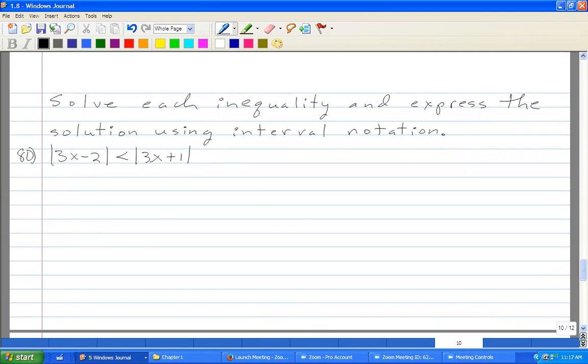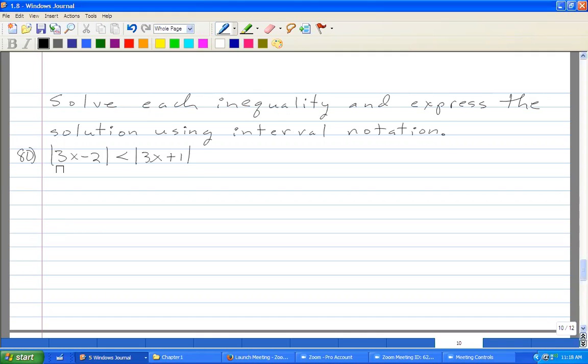Let's do problem number 80. Solve each inequality and express the solution using interval notation. So I can either write this as several inequalities using the fact that absolute value is equal to plus or minus the quantity inside.